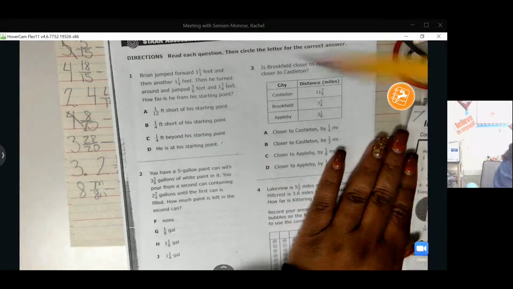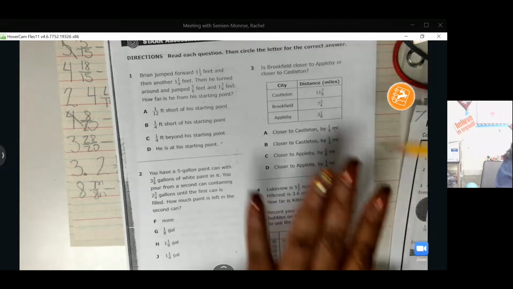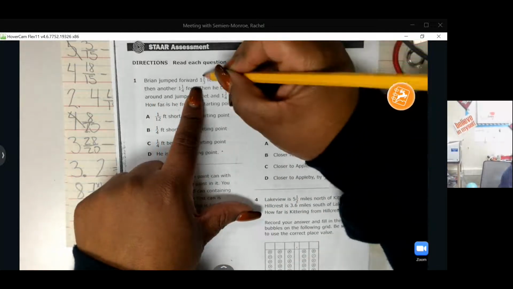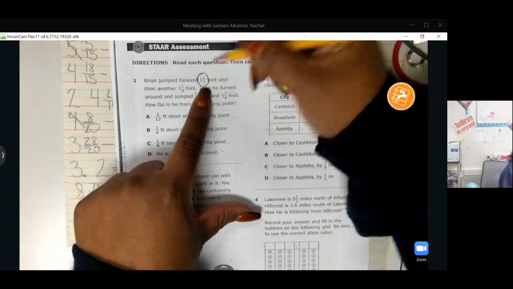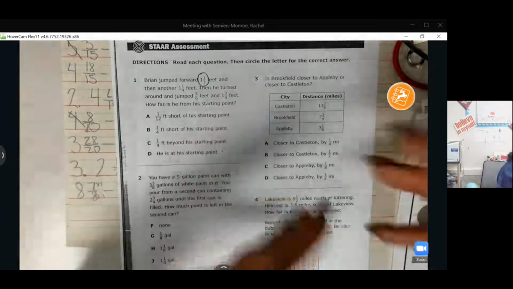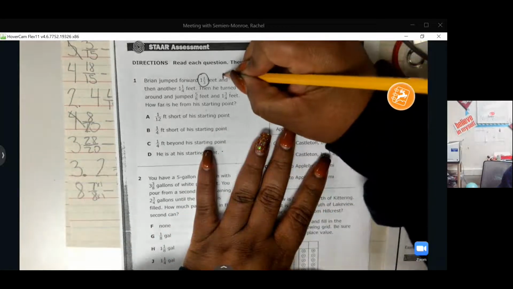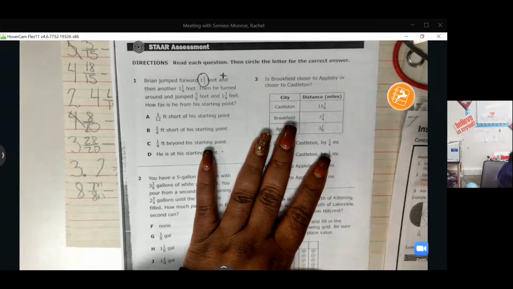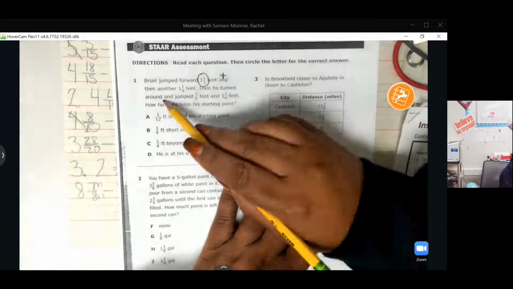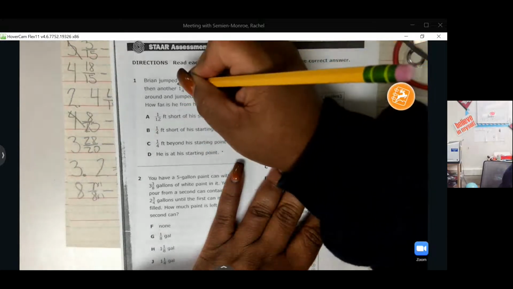Well, we need to figure this out, but we also need to understand the question. The first thing we need to figure out is, what is it saying? It said that Brian jumped forward 1 1/3 feet. And when I see the word "and," I know that "and" means I'm going to combine something together, so we know that we're going to be adding something. What are we adding? Well, it says "and then another 1 1/4 feet." So we know that this is what we're going to be adding.